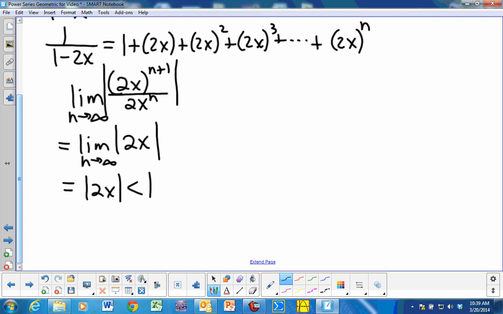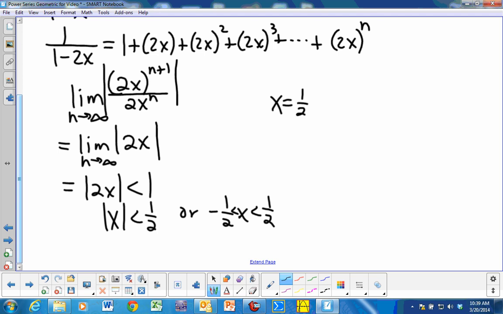So this time things changed a little bit. Now we've got to actually solve this by dividing by 2. So it's when the absolute value of x is less than a half, or when x is between negative 1/2 and 1/2. Now, we could go through the whole process to plug in the endpoints, but let's see what's going to happen. Let's just do x equals 1/2.